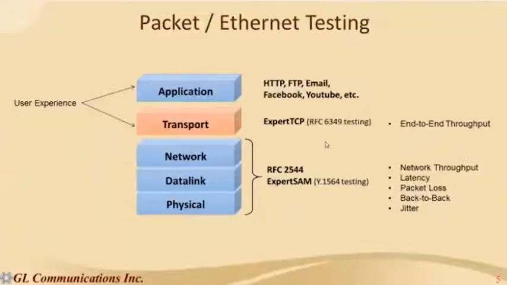So this is very useful for ISPs. It can assist them when customers are complaining about download speeds. When a customer generally complains, they're complaining about the download speeds of their applications, so their web surfing or their FTP or their email or something like that. So this ExpertTCP and this RFC-6349 are addressing that end-to-end throughput and that true user experience.